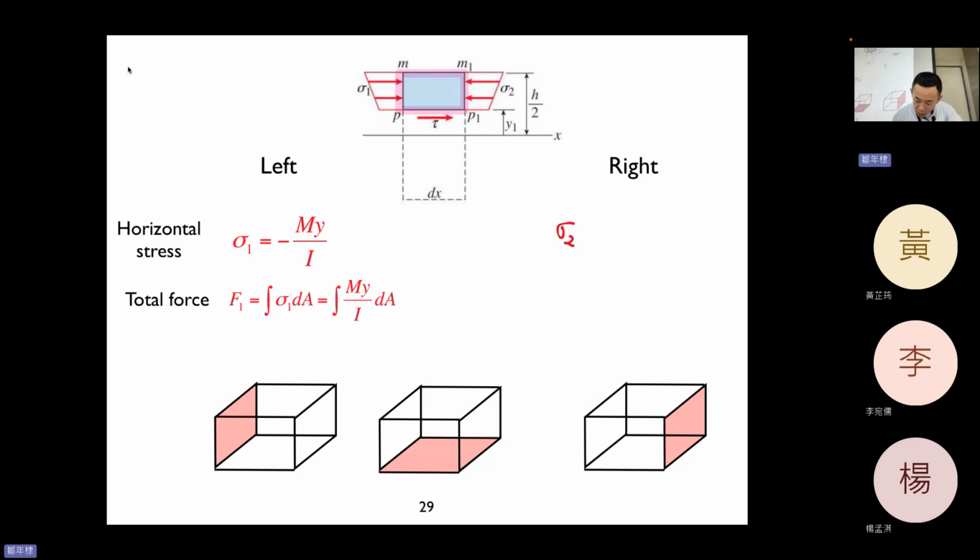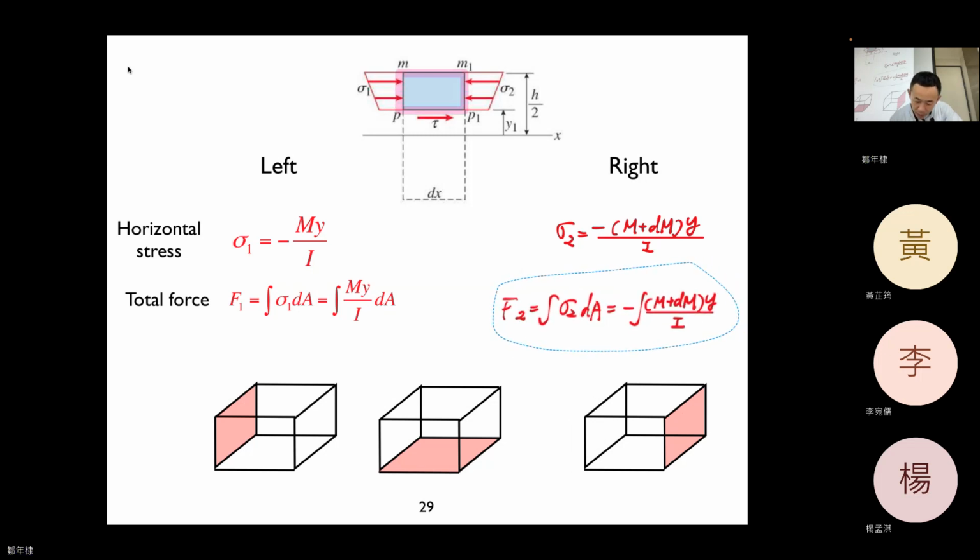hand side. Sigma 2 equals minus (M plus dM) y divided by I, and F2 equals sigma 2 area integration, minus (M plus dM) y over I dA, sorry, dA.